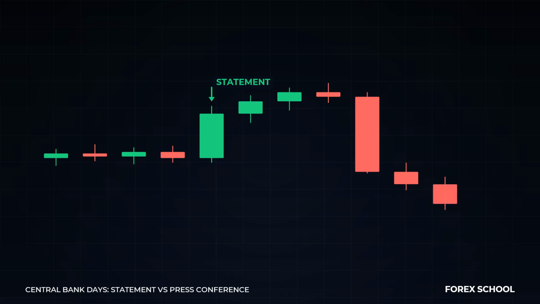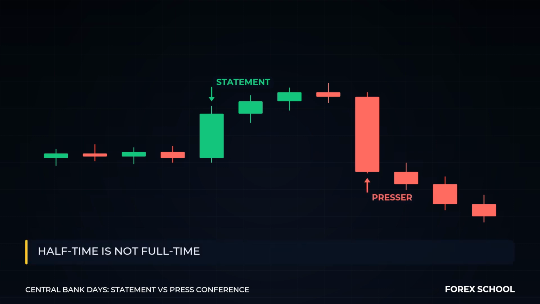Then the governor sits down to speak. Asked about the path ahead, he hints this rise may be the last of the cycle, and the presser candle erases the entire statement move in one bar, closing at 127.92, straight through the pre-news floor. That's the BOS, and the slide continues to 127.34. The bank raised rates, and the currency fell, because the future changed more than the present did.